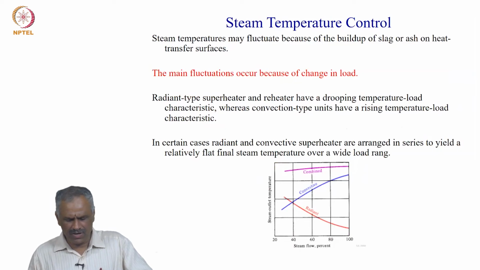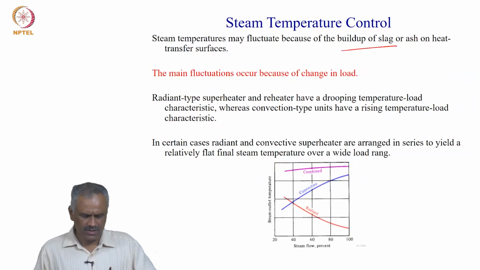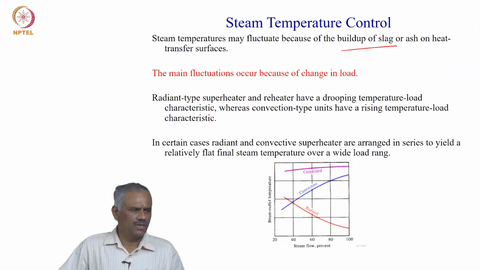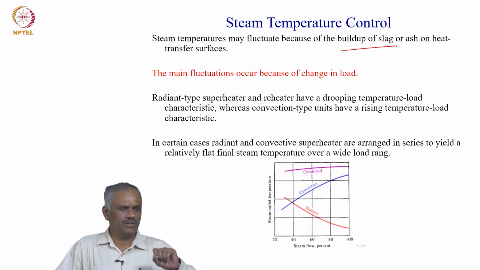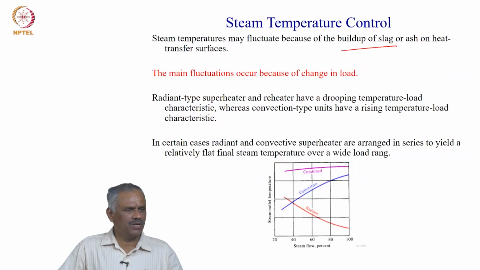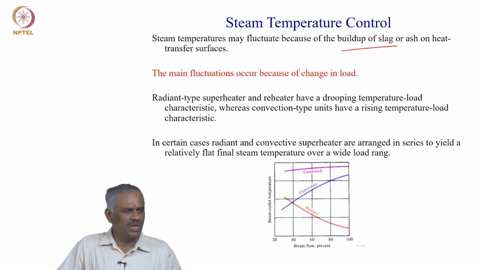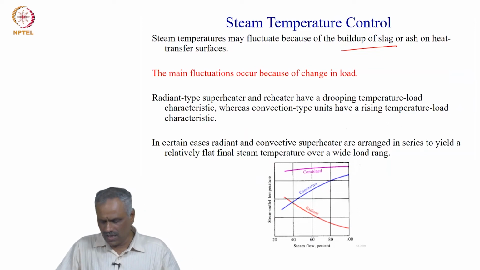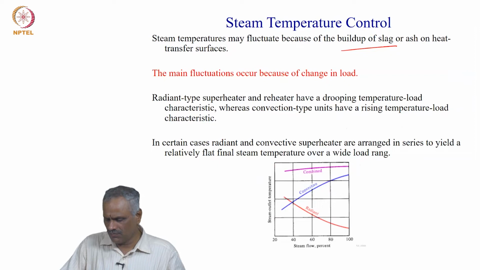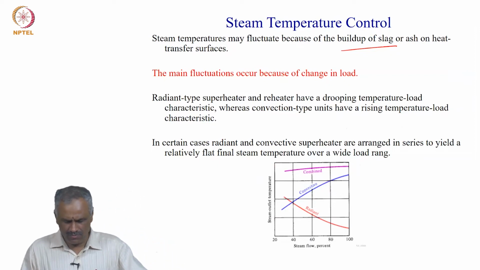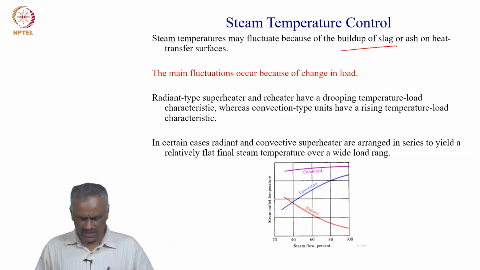The temperature may fluctuate because of the buildup of slag and ash on the heat transfer surfaces. Ash agglomeration on the tubes may happen, and because of that there is an inertia of the heat transfer. Therefore, the temperature either may go up or come down, because as the load increases, you have to increase the steam flows.